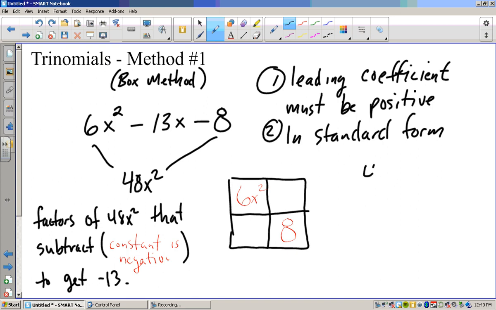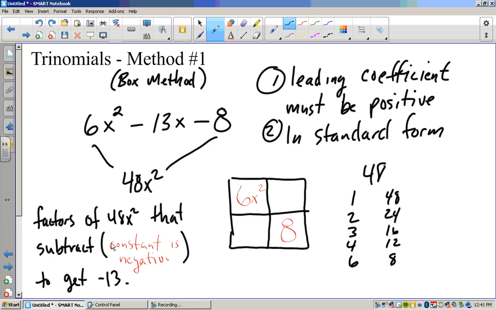Okay, so that's what we're looking for, your factors of 48. So I'm going to write 48 over here, and we're just going to start listing our factors of 48. Now, hopefully at some point you know your multiplication facts well enough that you can just know these off the top of your head. But I'm going to list them. So 1 and 48, first of all. Okay. 2 and 24. You get 3 and 16. 4 and 12. And then 6 and 8. So those are your factors of 48.